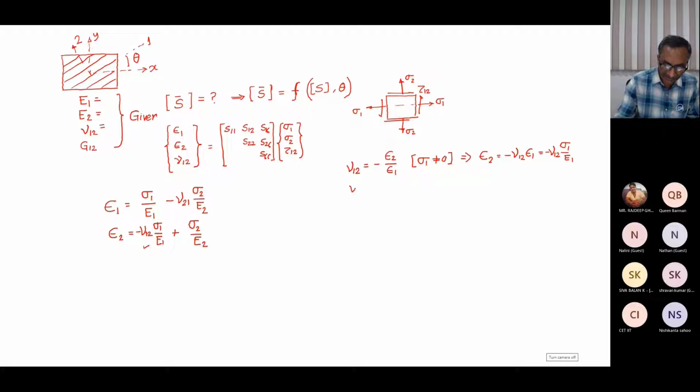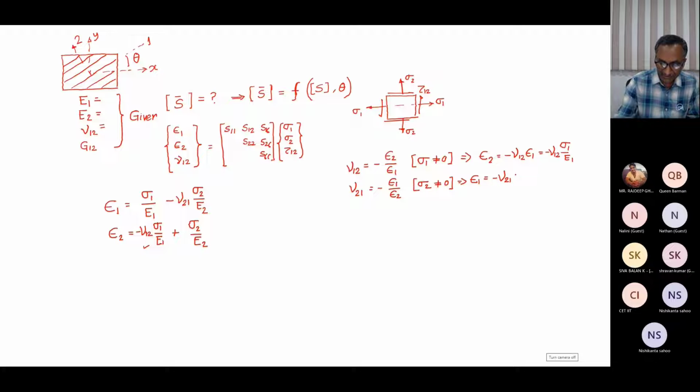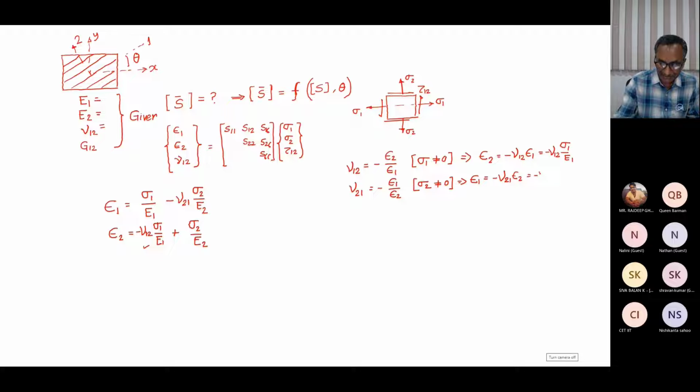Similarly, by the definition of Poisson's ratio, nu 2 1 is equal to minus epsilon 1 by epsilon 2 when only sigma 2 is acting. All other stresses are 0, which means epsilon 1 is equal to minus nu 2 1 into epsilon 2, which is equal to minus nu 2 1 sigma 2 by E2. So this is what we have written here.